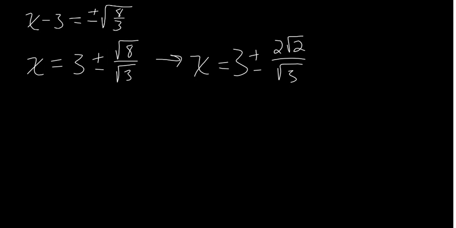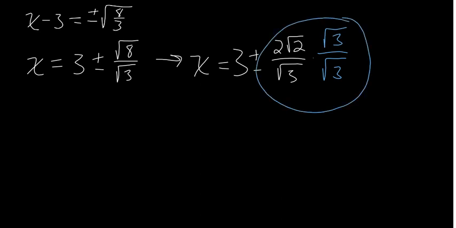And we all know we can't just have a radical in the denominator, right? I mean, we can, but we like to rationalize the denominator. So how do I rationalize this denominator? Well, I need to multiply the top and the bottom by the square root of 3 over the square root of 3. All I'm doing is multiplying by 1. I'm not changing the value, I'm just changing the way it looks.